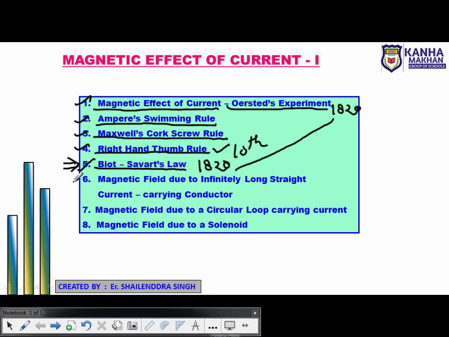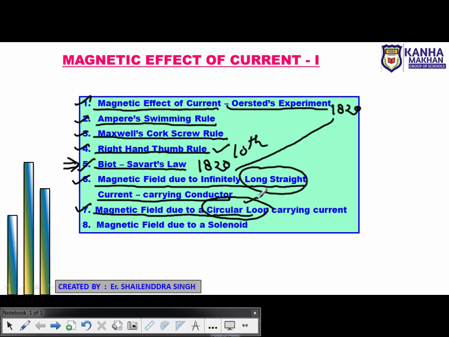Next, we will discuss the magnetic field due to an infinitely long straight current carrying conductor. And next, the magnetic field due to a circular current carrying loop. Here it is a long straight wire and here a circular loop, a ring you can say. So what should be the magnetic field in that particular condition? And at the last of the study, how the magnetic field is produced due to a solenoid. Its name was also given in class 10th standard.